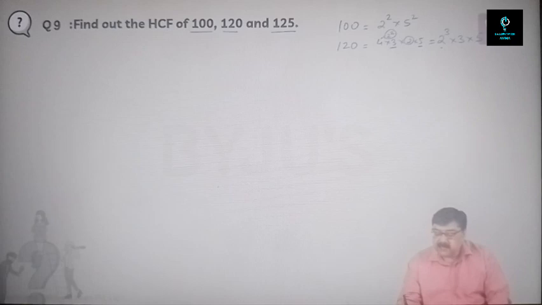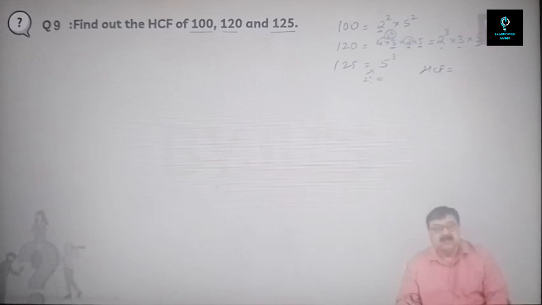That is 8 into 3, 24. 24 into 5 is 120. 125, again quite simple, 5 cube is 125. So the HCF here will be a number which is common to the prime factorization of each of these three numbers. 2 is present here, 2 is present here, but do we have 2 here? No. 2 is not a factor of 125. So we shall not consider 2 while taking the HCF.